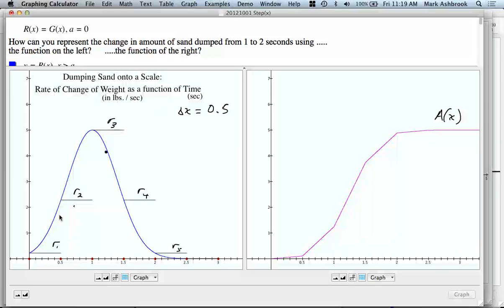So how can we use that step function to represent the change in amount of sand dumped between 1 and 2 seconds? Aaron? Would you take the rate from 1 to 1.5, R3, and add it to R4? Add the rates. Does that give the amount of sand dumped if you add the rates? Yeah, Alexander? You need to also multiply it by delta x. Yeah, R delta x, right? R delta x gives little changes in y, right? R3 delta x plus R4 delta x.